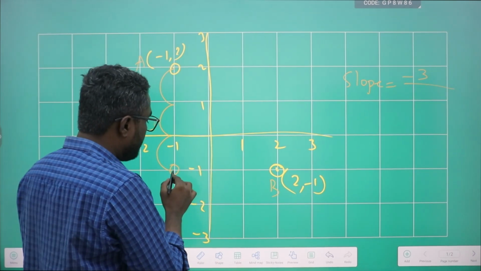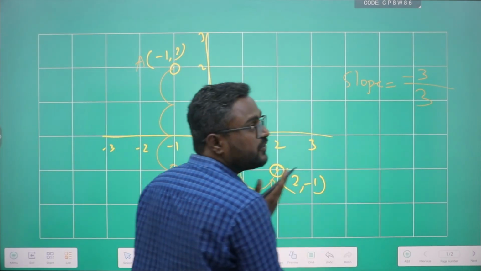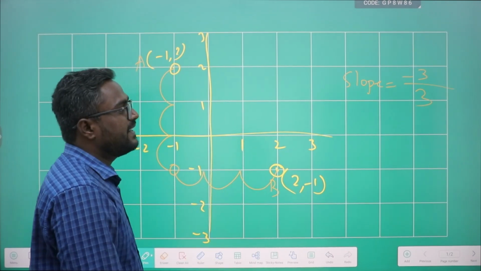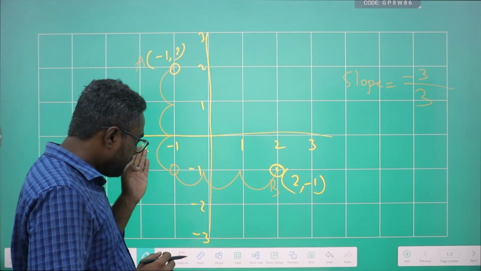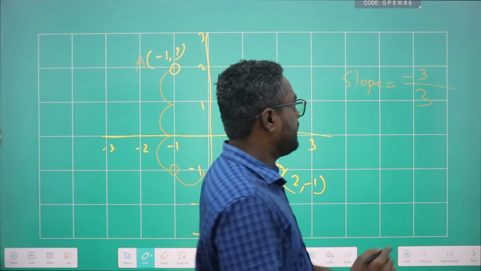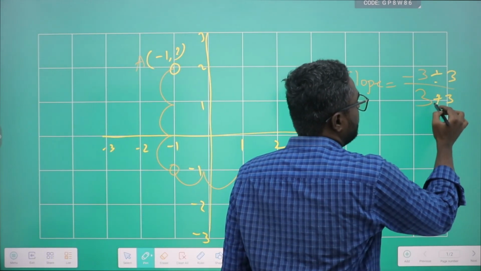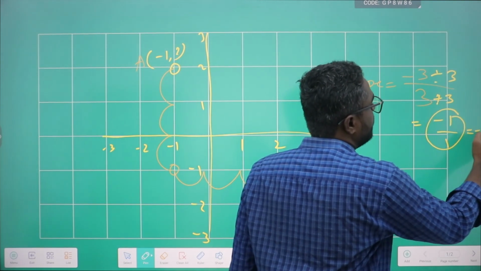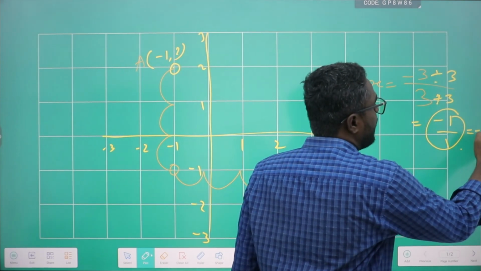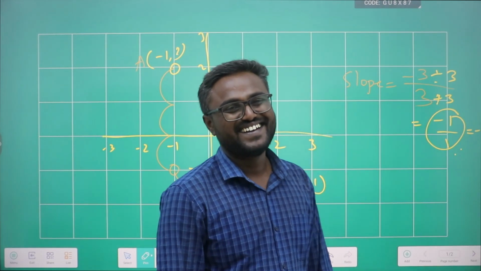Now let's go for run. So 1, 2, 3. Because we had to go towards the positive end, it was plus 3. Now let's say negative 3 over 3. If we divide the numerator and denominator by 3, what do we get? We get negative 1 over 1, which is nothing but negative 1. So the final answer to this slope is nothing but negative 1.